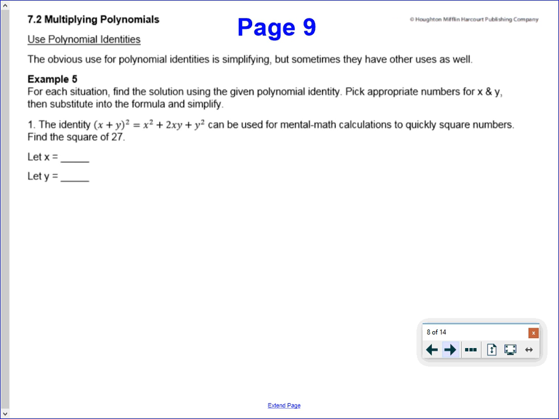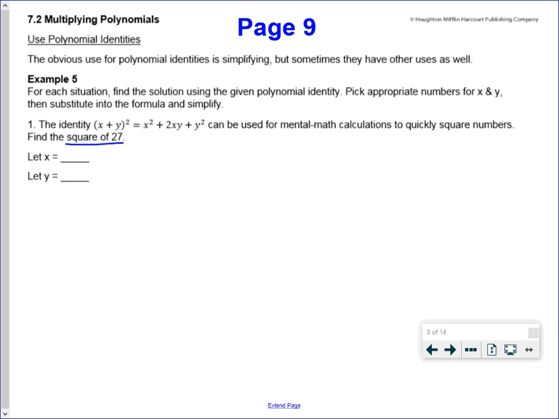So now that we've gone through proving or verifying our polynomial identities, what we're going to do now is actually use them to help us solve problems. Okay? For number one, we have the identity x plus y squared equals x squared plus 2xy plus y squared. That's our perfect square trinomial that we learned in module 6.5. And we're going to use it to help us solve for the square of 27.